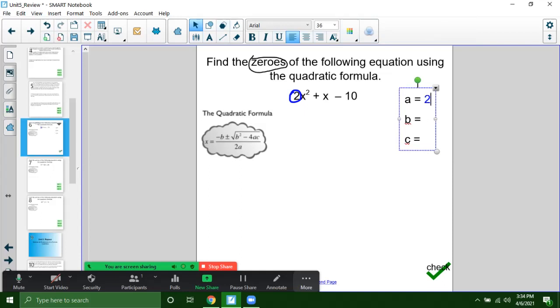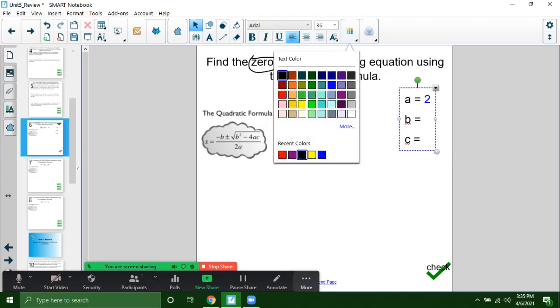Now let's look for our B. Our B value is the one that's next to the x. In this case, even though you don't see anything there, you know for a fact that there is a 1 right here. And it's not just any kind of 1, it's actually a positive because of this positive sign that we have here. So our B value is 1.